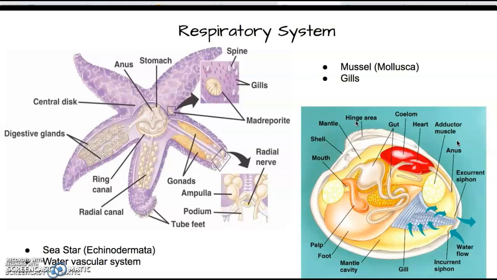So starting with the sea star, if we take a look at the picture that I have here on the left side, this is a picture of the sea star. And the sea star uses a water vascular system in order to perform its gas exchange. What that means is that there's a network of vessels in the body of the sea star where water can get pushed through and reach the different parts of the body.